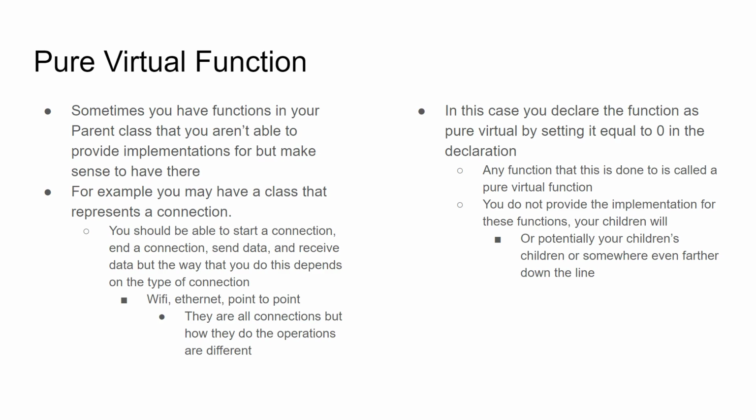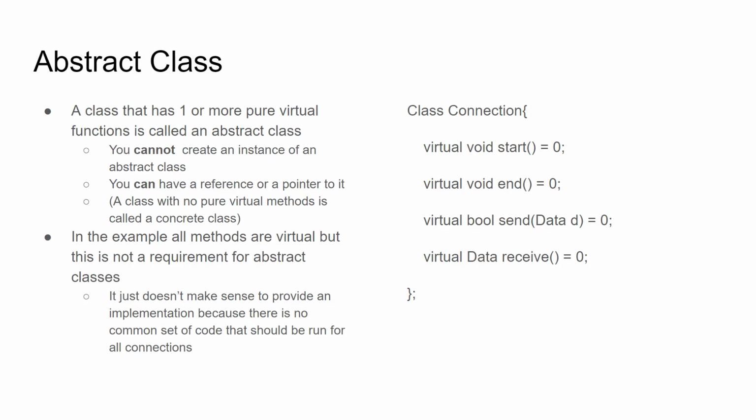So what we could do is declare these methods as being pure virtual. You do that, as you saw with the shapes, by setting them equal to 0 in the function declaration. Any function that you do this to is pure virtual. You do not have to provide implementations for these functions, but your children do, or your children's children. Somebody down the line has to provide an implementation. If your class has one or more pure virtual functions in it, it's called an abstract class. And you cannot create instances of an abstract class.